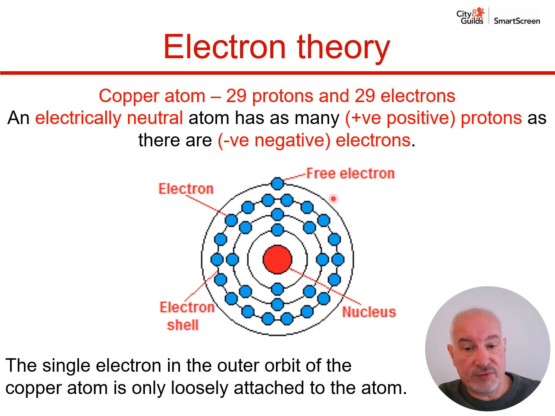So a negatively charged particle, which is the electron, is attracted to the positively charged particles in the core, and they're the protons. But because it's on the outer shell, the free electron is the furthest away, and therefore it has the least amount of attraction to hold it in place, and it relatively easily moves from one atom to another.